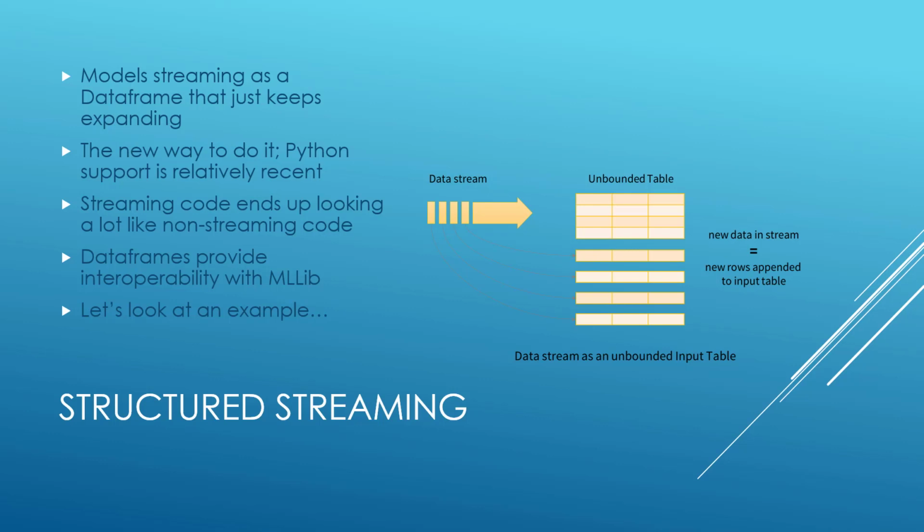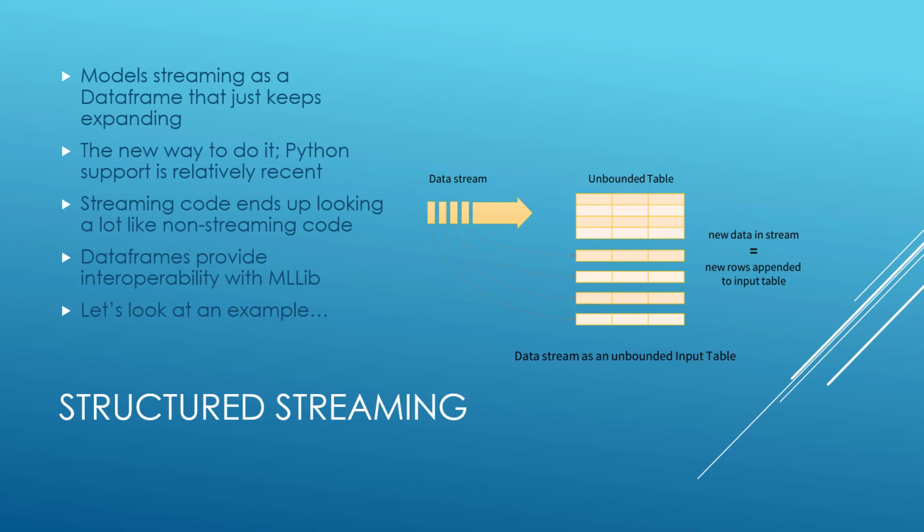The idea is that you just have a data stream feeding into this unbounded table, this unbounded data frame, and as new data arrives, it just results in new rows being appended to that input table. And there are a few advantages of this way of thinking. One is that because you can just think of it as a data frame and process it like any other data frame, your streaming code ends up looking a lot like the non-streaming code for dealing with the same kind of data. So it makes development a little bit easier.